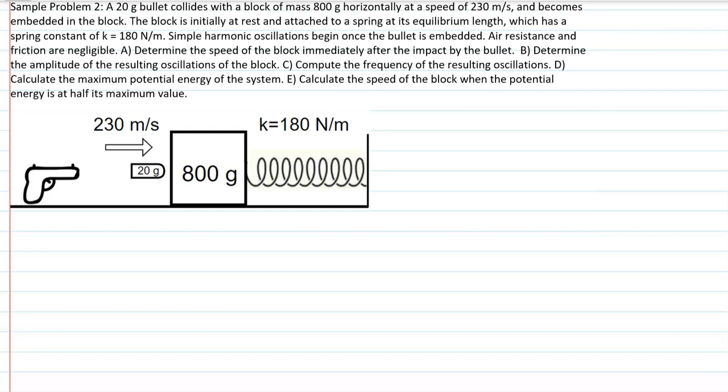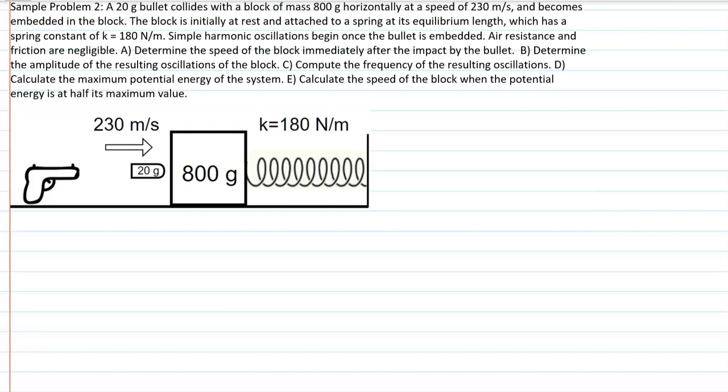So we want to determine the speed of the block immediately after impact by the bullet, determine the amplitude of the resulting oscillations, compute the frequency, calculate the maximum potential energy, and calculate the speed of the block when the potential energy is at half its maximum value. So this is the kind of problem where you have to do it step by step. This combines momentum, energy, and oscillatory motion, which we know how to do now.